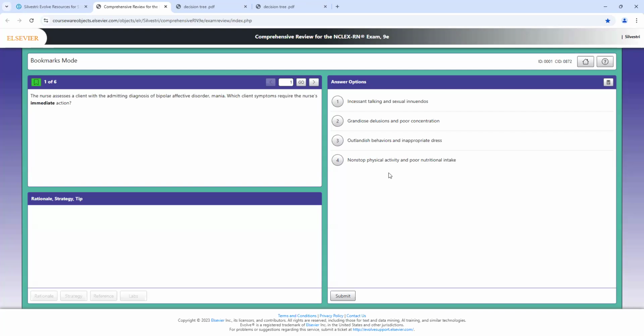All right. So when you note Maslow's hierarchy of needs, one easy little trick is, I know these are all physical symptoms of mania. If you'll just ask yourself, which one is going to cause the most harm? That's what you need to ask yourself. Which one of these behaviors could possibly cause the most harm? So let's go through them again. Talking and sexual innuendos. No, that's not good, but it doesn't necessarily cause any harm to the patient nor harm to anybody else.